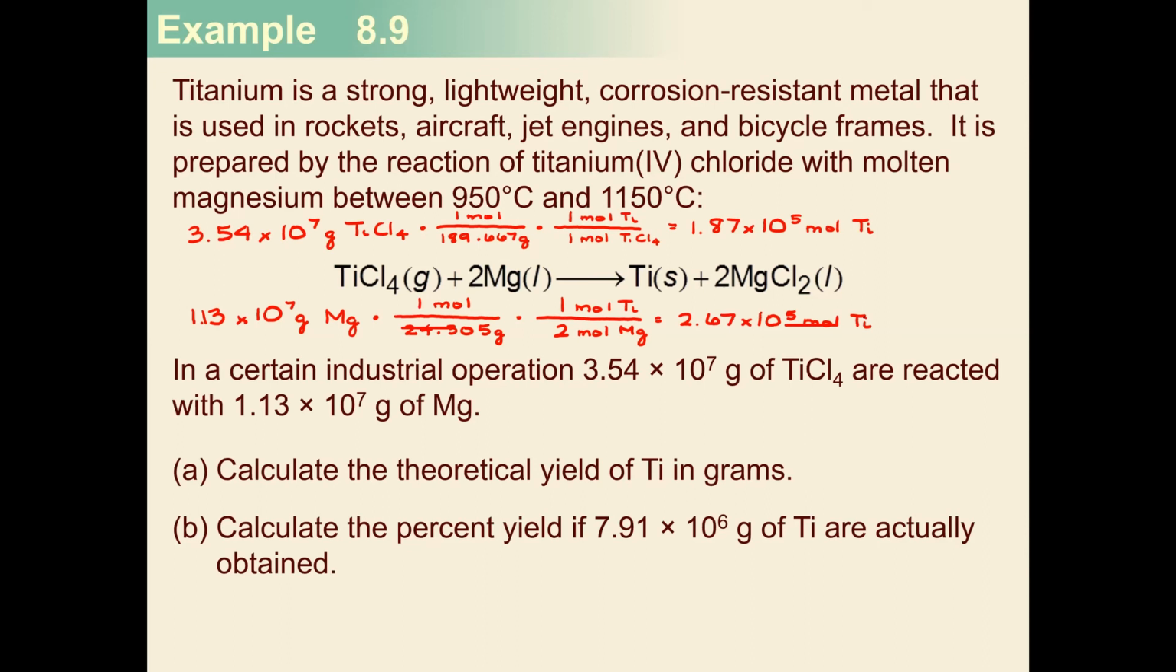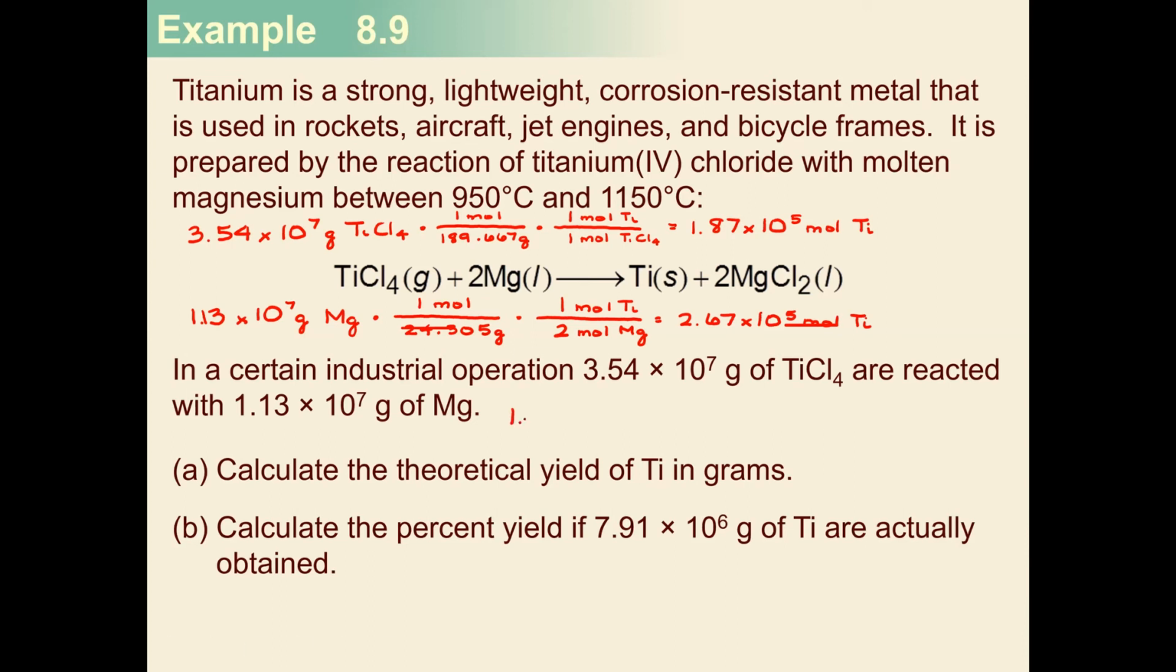So now, which one is our limiting reagent? As you can look, the titanium chloride is going to be our limiting reagent. So now what we are able to do is take that number of moles, convert it to mass of titanium, and we will be able to calculate our theoretical yield. So let's go ahead and do that.